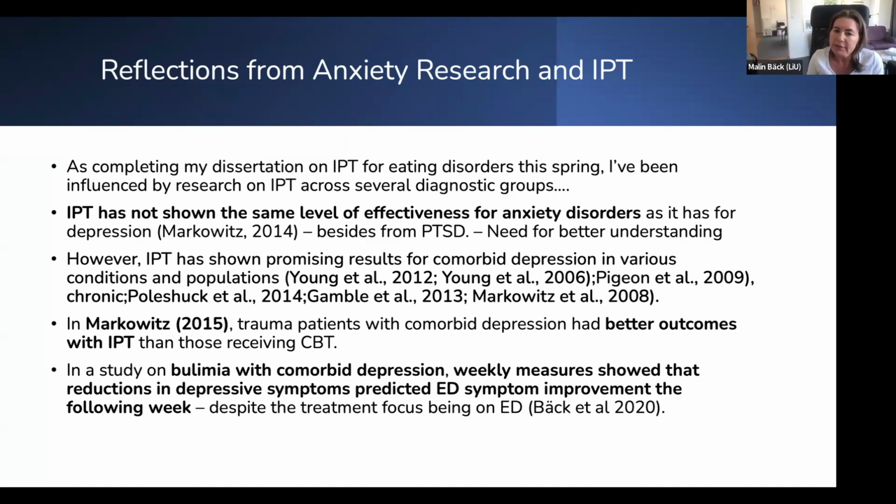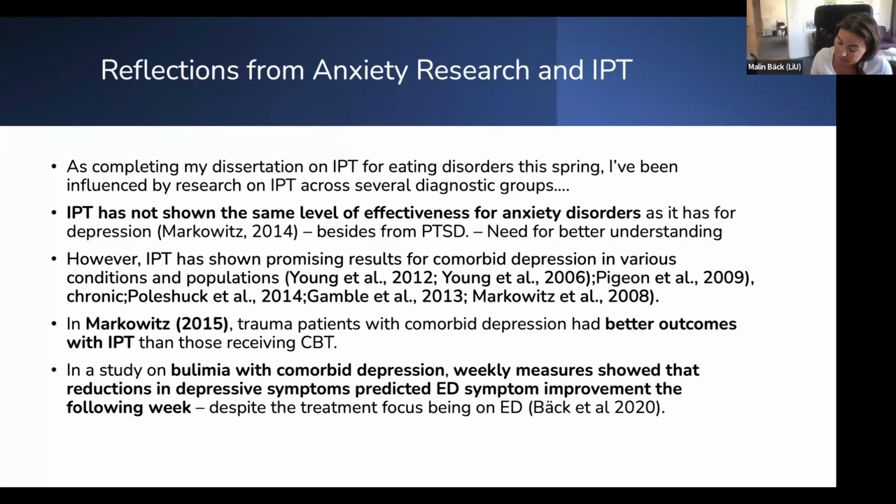Interestingly, there are many studies showing that IPT for depression, with different kinds of conditions and populations with comorbid depression, has shown promising outcomes. That's interesting, I think. And in the trauma study that John and colleagues presented 10 years ago, with trauma patients, if I have understood it right, trauma patients with comorbid depression had a better outcome with IPT than those receiving CBT.